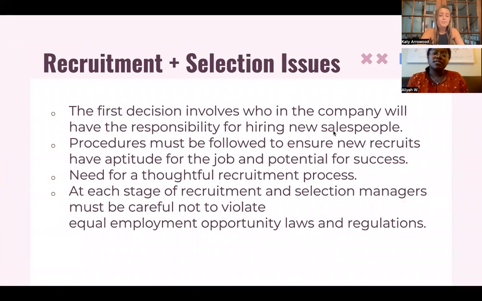So the company decides who has the responsibility to hire. And in the recruitment process, the managers should keep the company needs in mind. And because they're responsible for recruiting the new employees, they also have to take into consideration the Equal Employment Opportunity Act and its regulations.